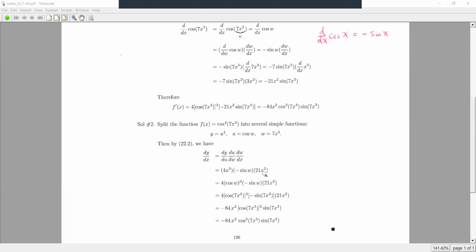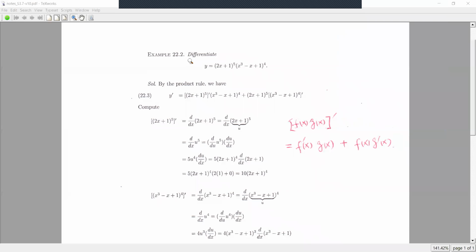21x squared. Now, in this expression, we remove u and w. First, remove u. Plug in cosine of w in u, then we have this equation. Then, plug in 7x to the third in the w here. Then we have this equation. Simplify this expression, then this is the derivative of function f.